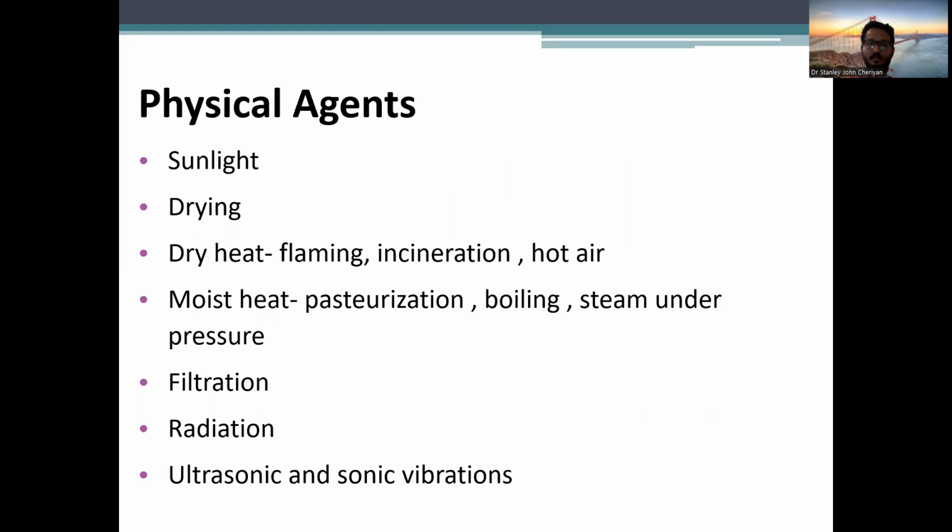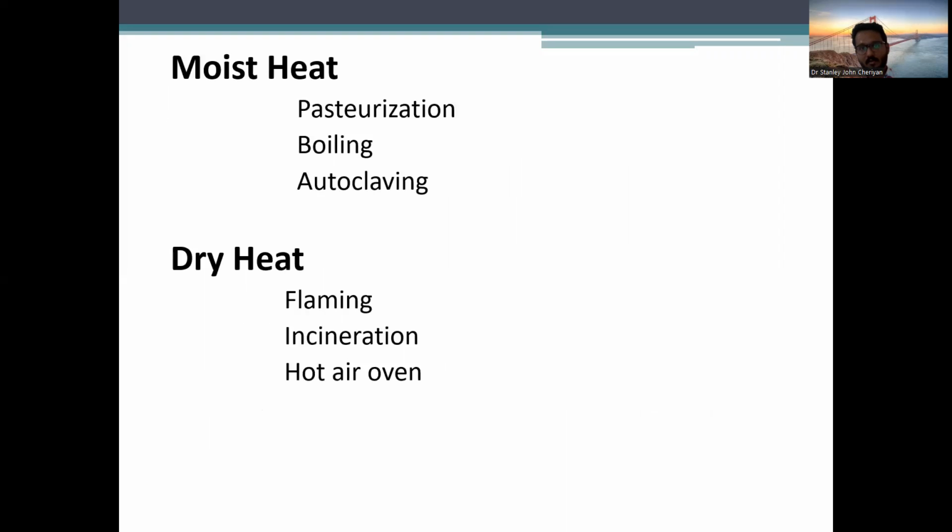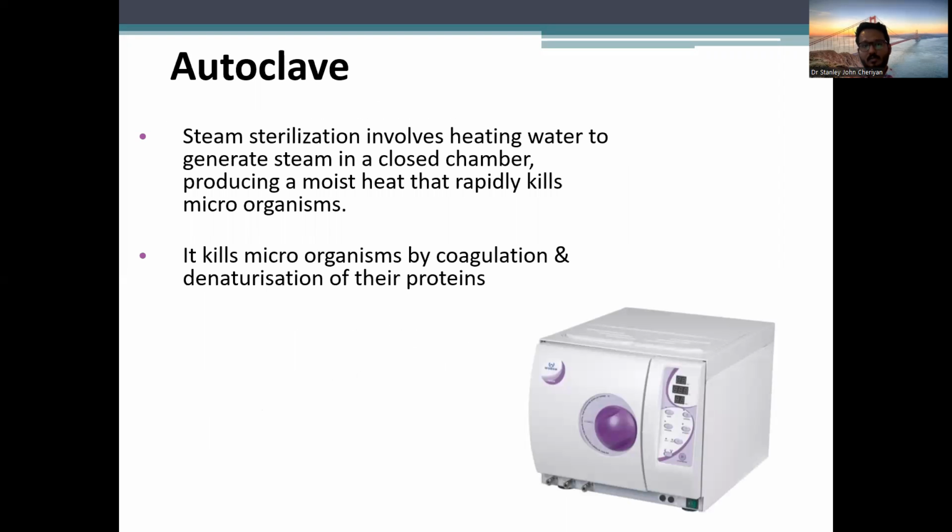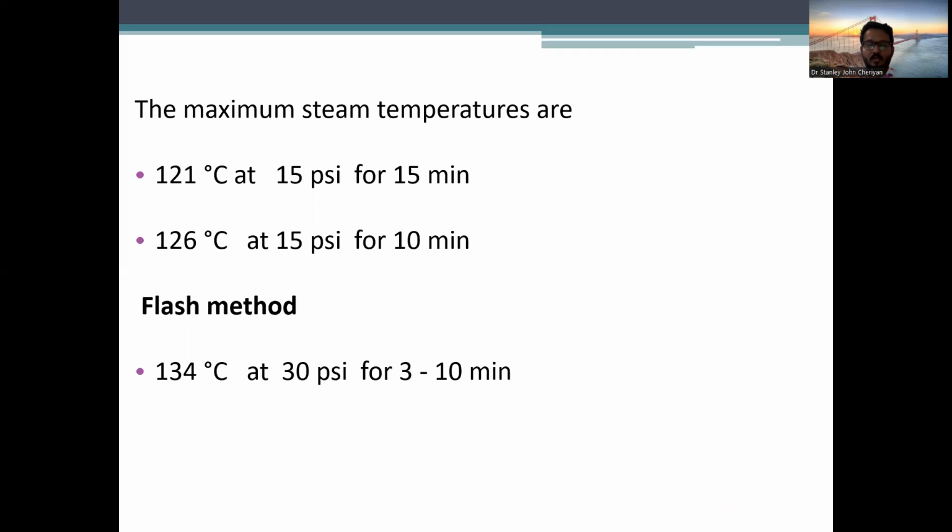Various physical agents that are used are sunlight, drying, moist heat, dry heat, filtration, radiation, ultrasonic and sonic vibration. Moist heat, the ones that we commonly use are boiling and autoclaving, and dry heat is the hot air oven. Autoclave kills microorganisms by coagulation and denaturation of their proteins. It is mainly operated at 121 degrees Celsius at 15 psi for 15 minutes. So, I'm going to roughly go through all of this. You all know this.